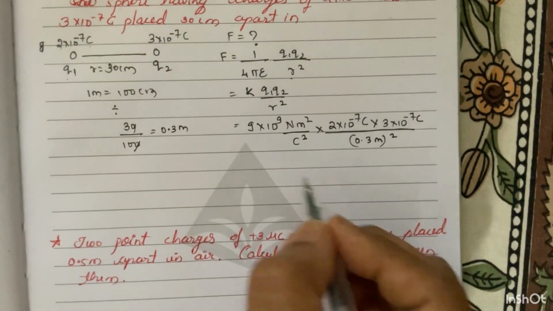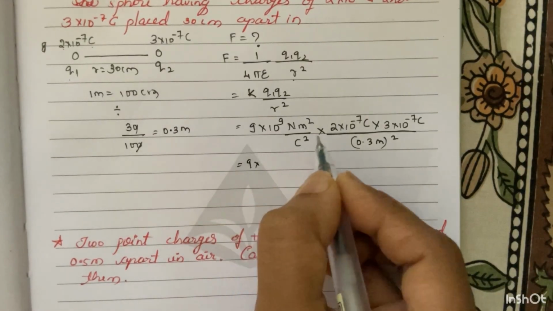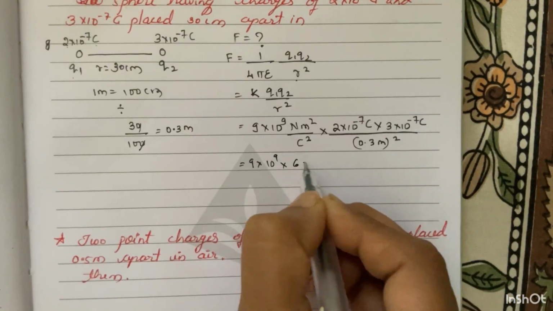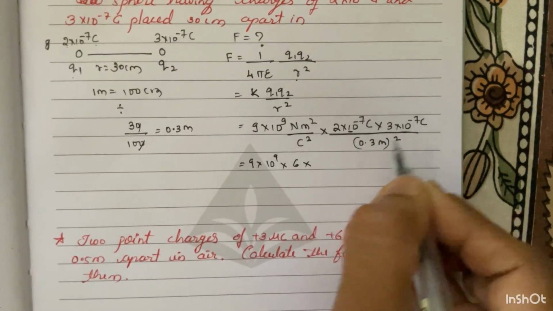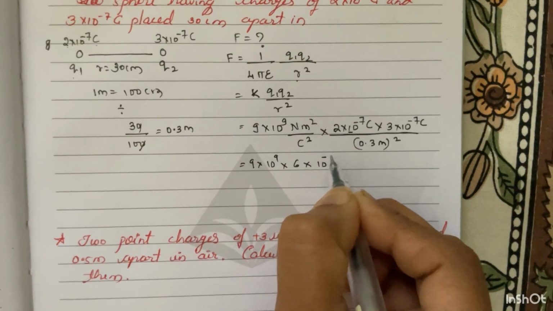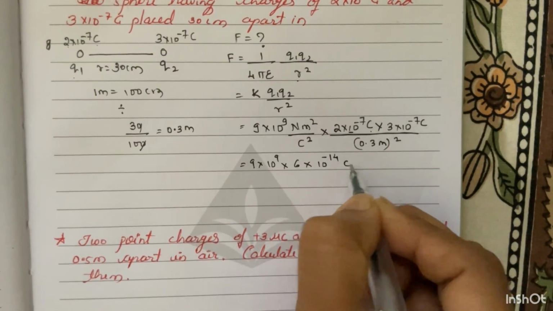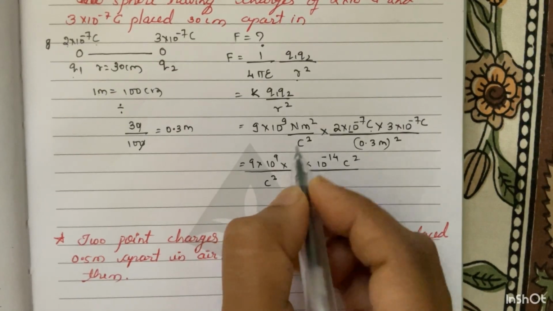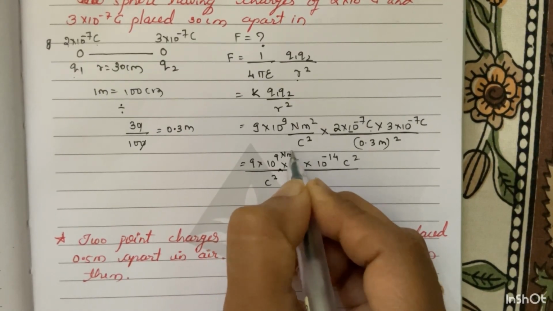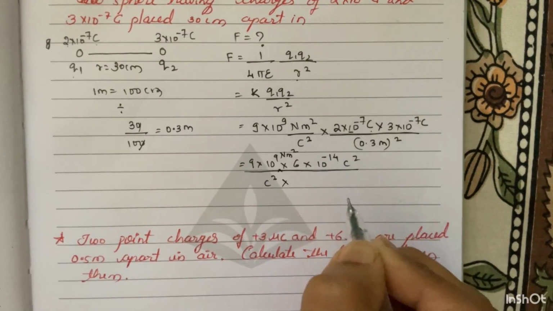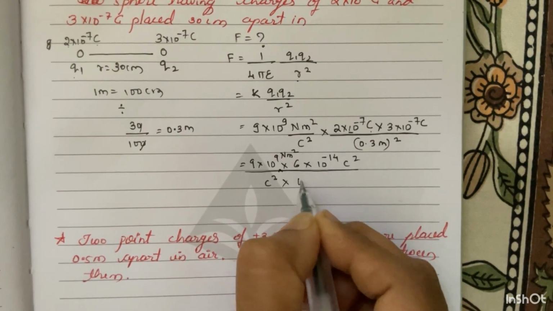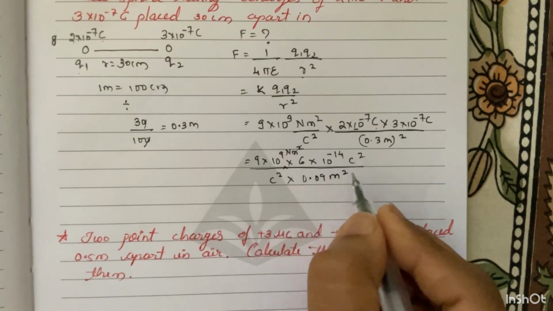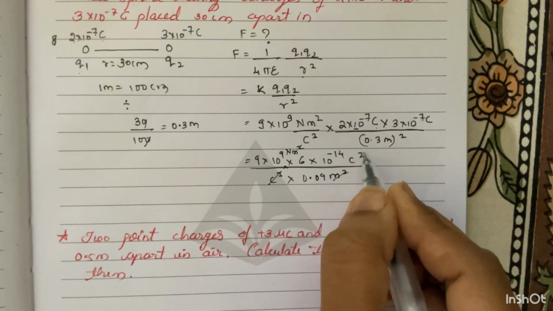Now let us start simplifying this. 9 × 10^9, into 2 threes are 6, into 10^-7 times 10^-7. The bases are the same, so we can add the powers, and it will be 10^-14. Coulomb into coulomb is coulomb square, divided by coulomb square. I forgot to mention this is Newton meter square. Coulomb square is divided by 0.09 meter square. From this, meter square gets cancelled, and this coulomb square gets cancelled.